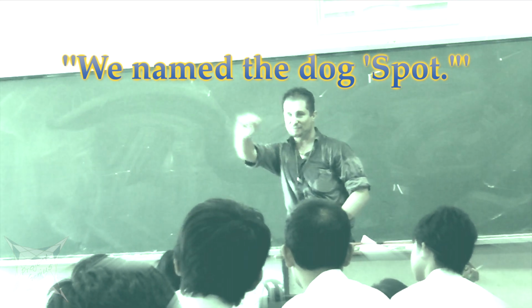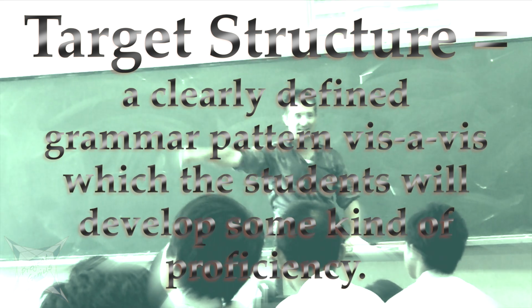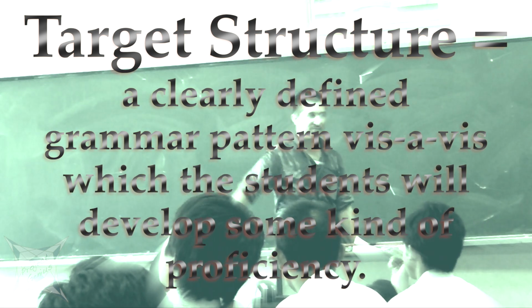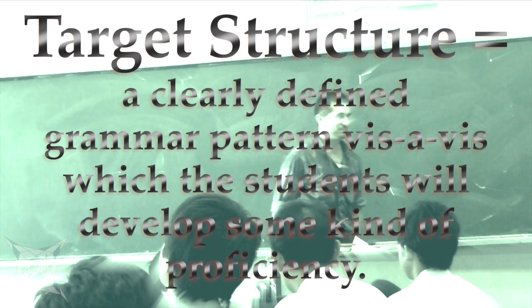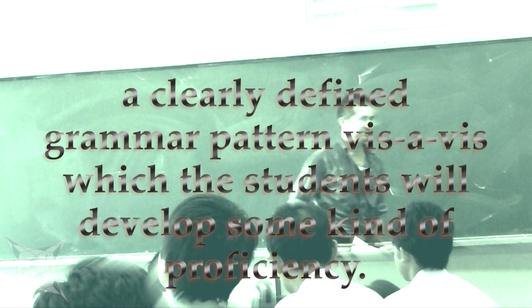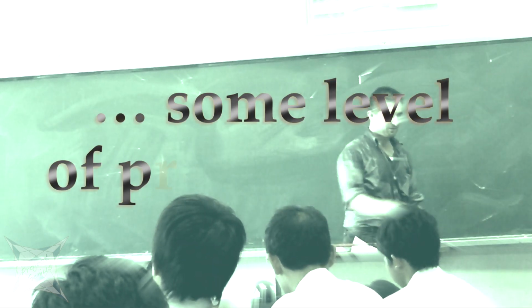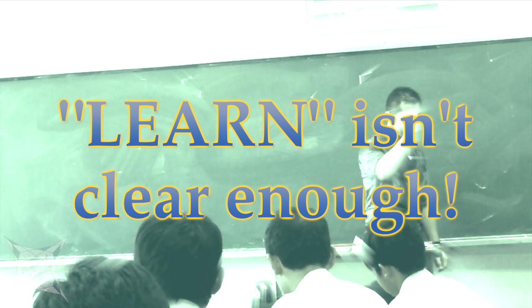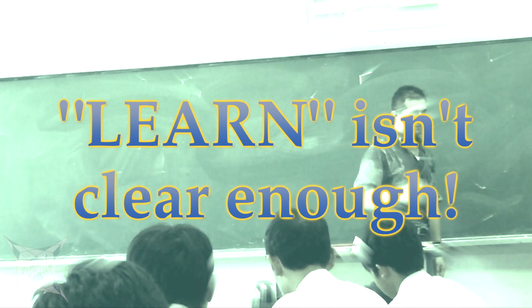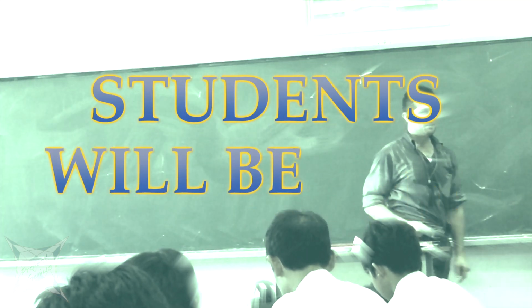So for the purposes of this video series, a target structure is a clearly defined grammar pattern vis-a-vis which the students are expected to develop some level of proficiency. Yes, I know that that's a clunky way of putting things, vis-a-vis which, some level of proficiency. But it's not good enough to simply say that we want the kids to, quote, learn the target structure. Learn is too non-specific. You have to get clear on what you want your kids to be able to do.